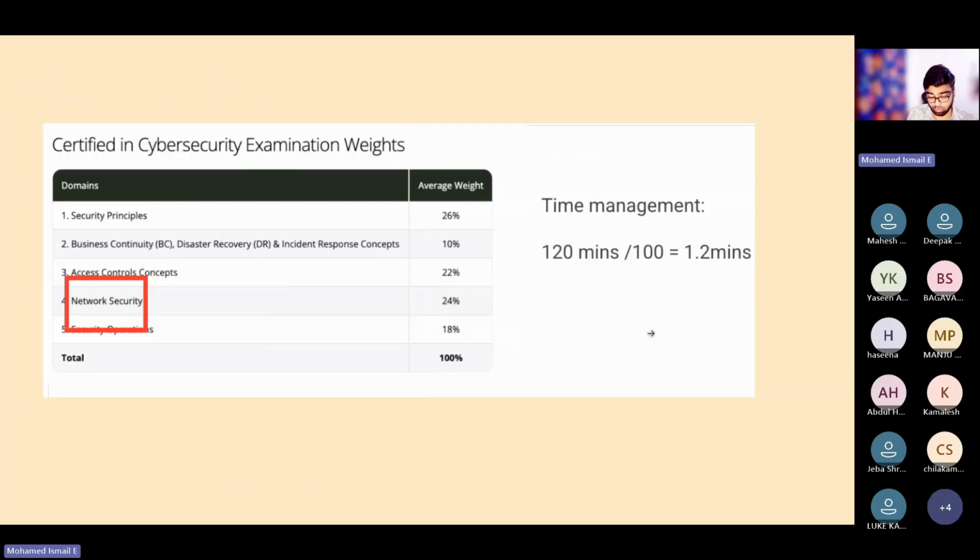So with that note, let's start with the exam scope. Why are we learning? Because we are learning for the exam, right? Network security, 24% of questions may come from this topic. Again, I just remind you, this exam consists of 100 questions in 120 minutes, so you can take 1.2 minutes per question. If you take more, you may fall short on the other questions. If you answer quickly, you may get more time to review and answer additional questions.